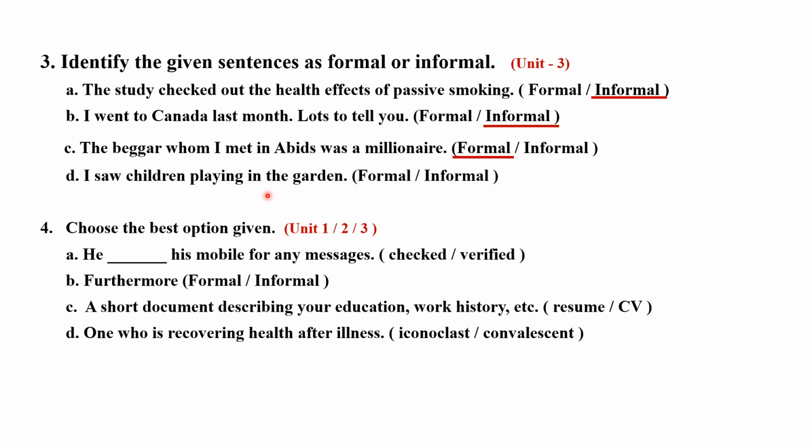D. I saw children playing in the garden. So what is the type? It is formal. So if you say I saw kids playing in the garden, it becomes informal. But if you say I saw children playing in the garden, it is formal.